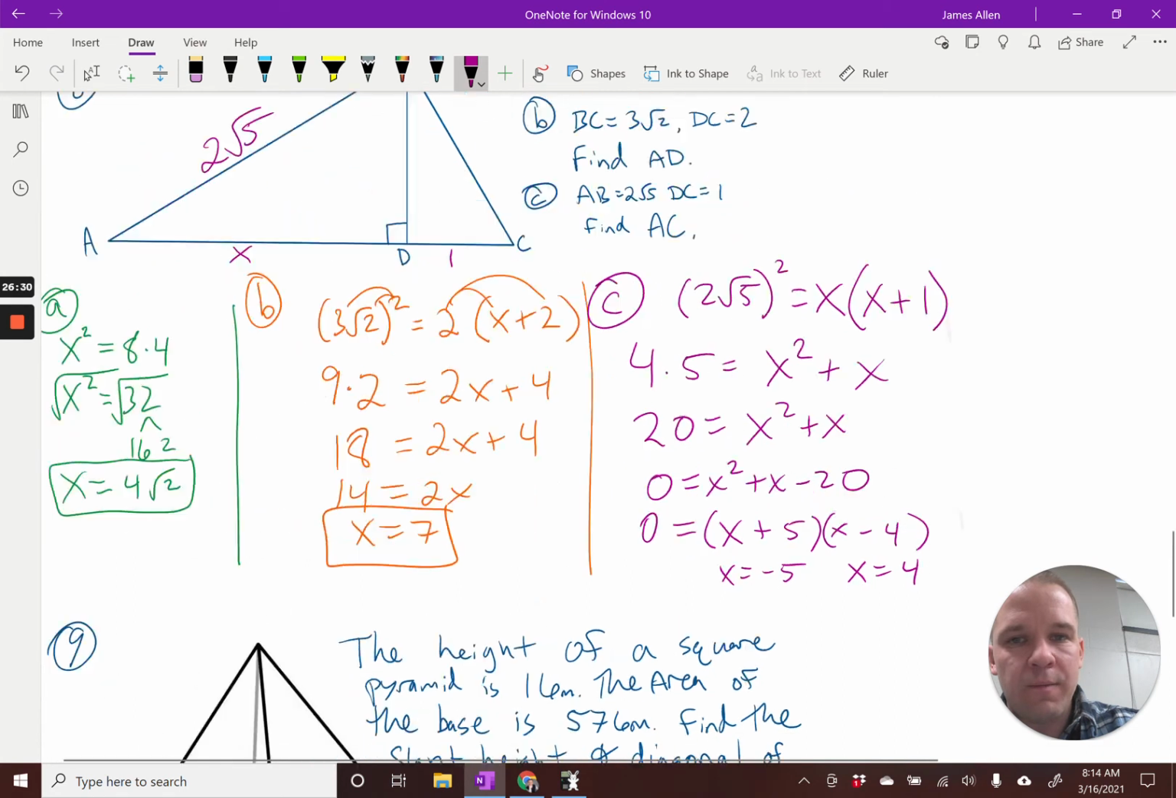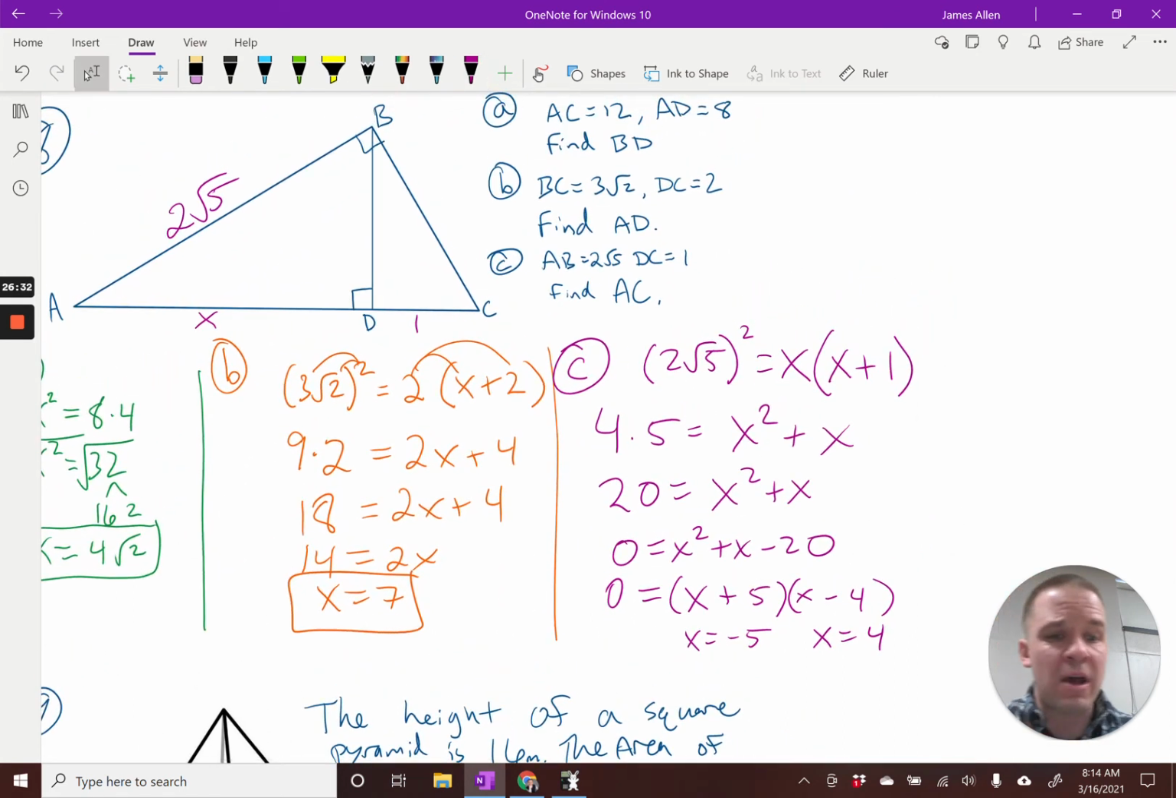Now, if I back out, negative 5, that would be my length, right? Because X is the length of a segment, AD. So there's no way that's going to be the case. But 4 would work. However, pump the brakes. 4 works, but 4 is not our answer.